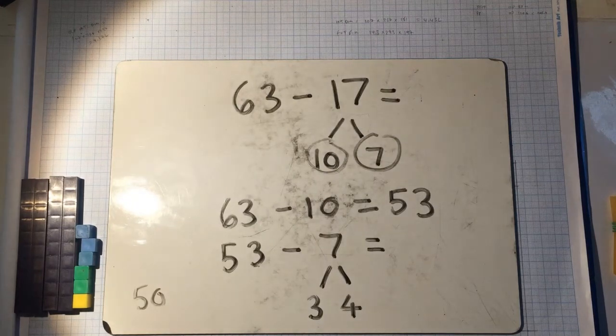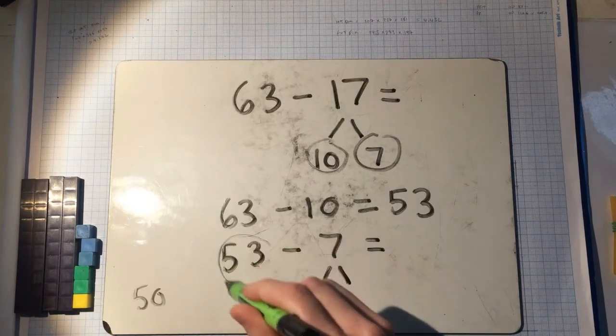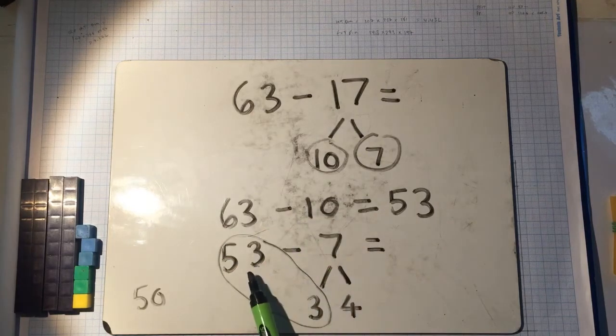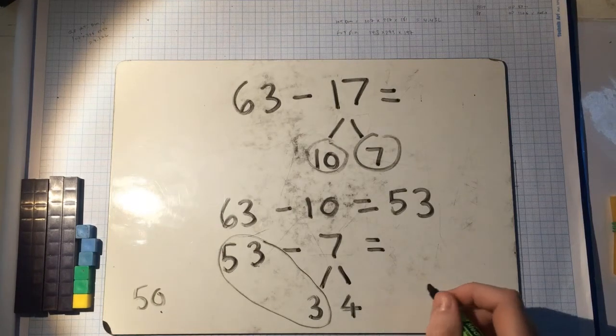Then it's a case of subtracting. So now 53 subtract 3 is going to be 50. And then they need to subtract the 4 from the 50.